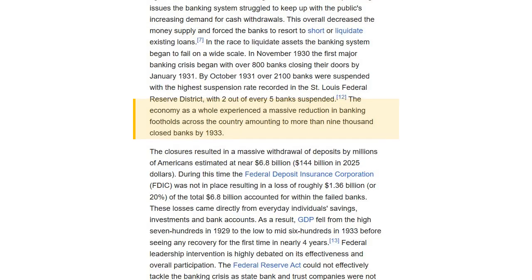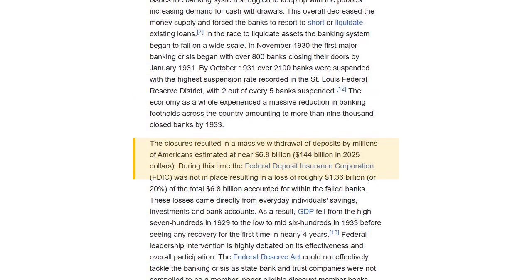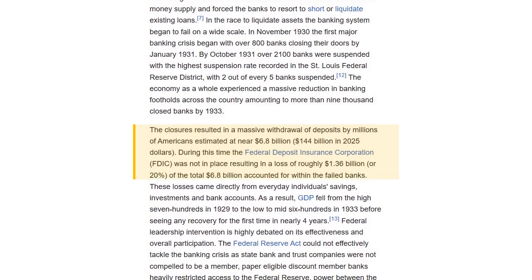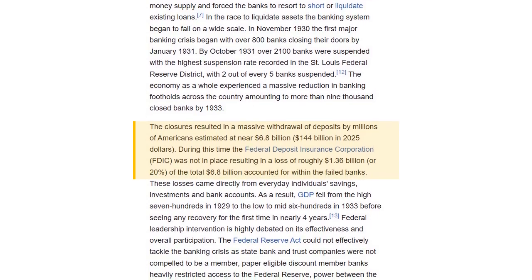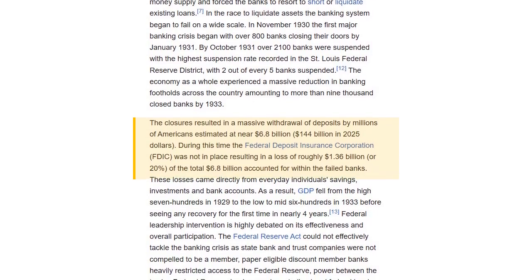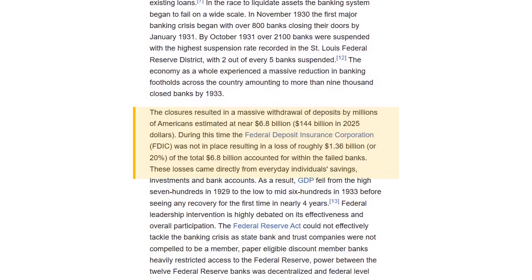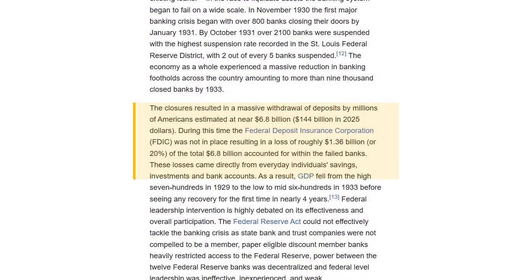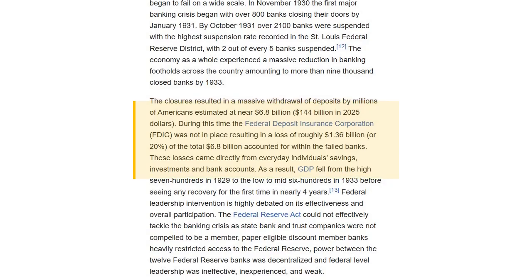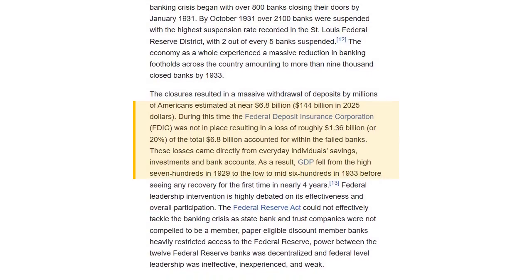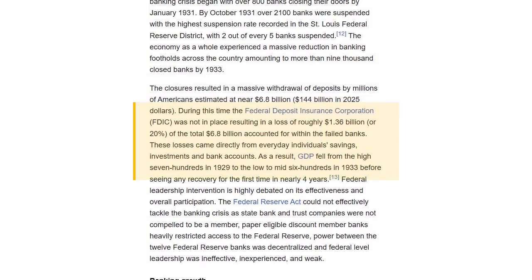The economy as a whole experienced a massive reduction in banking footholds across the country, amounting to more than 9,000 closed banks by 1933. The closures resulted in a massive withdrawal of deposits by millions of Americans, estimated at near $6.8 billion, $144 billion in 2025 dollars. During this time, the Federal Deposit Insurance Corporation, FDIC, was not in place, resulting in a loss of roughly $1.36 billion, or 20%, of the total $6.8 billion accounted for within the failed banks.